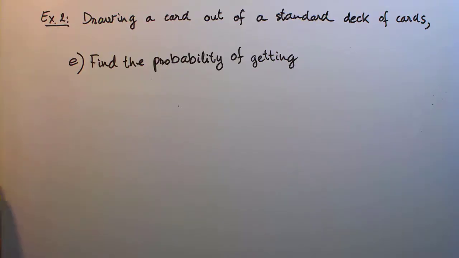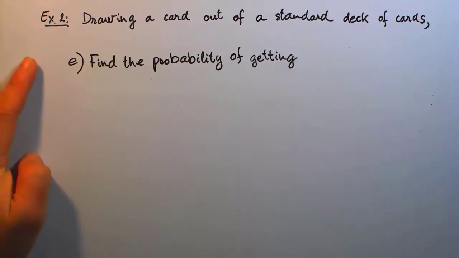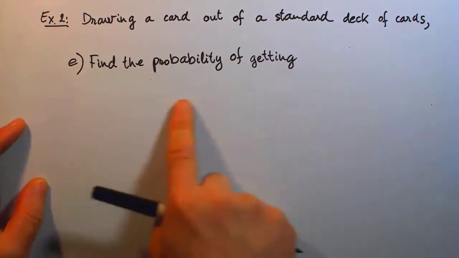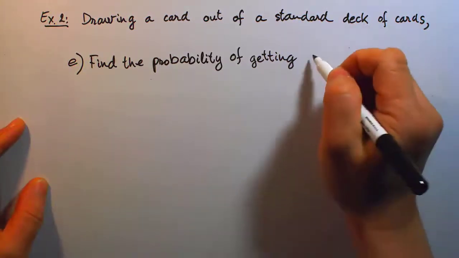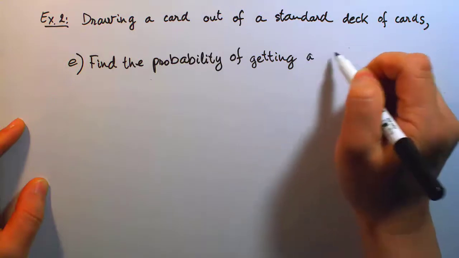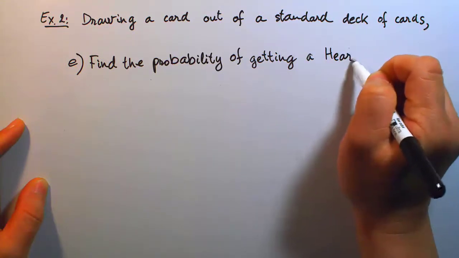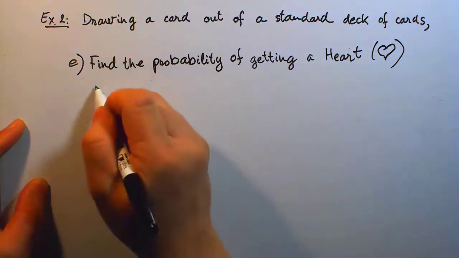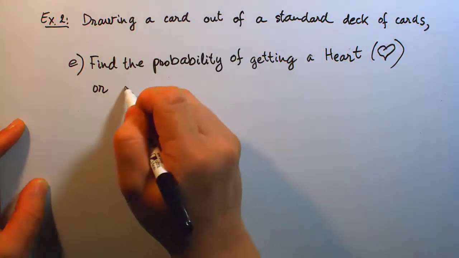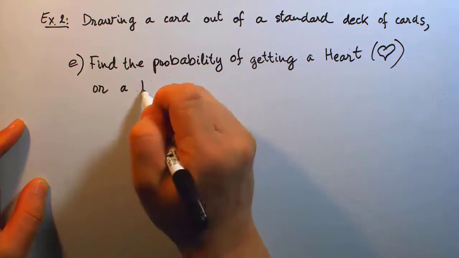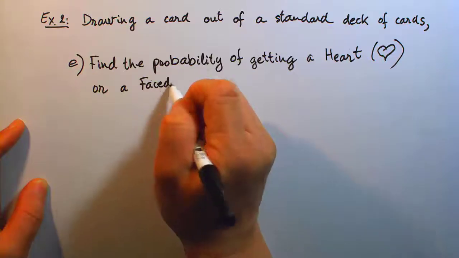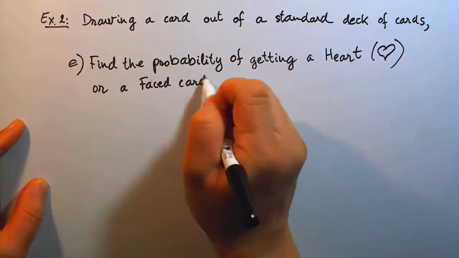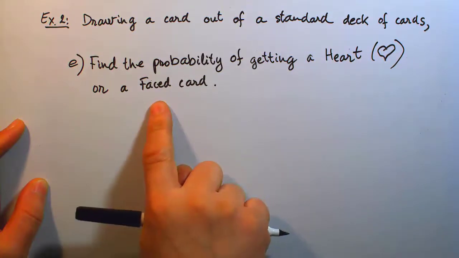And now in the last question of this current example, we want to find the probability of getting a heart, that shape right there, or a face card, meaning those cards with the face on it.